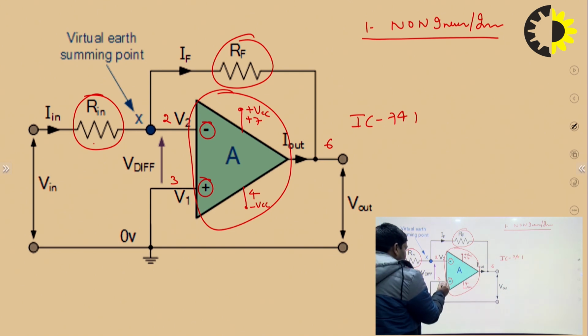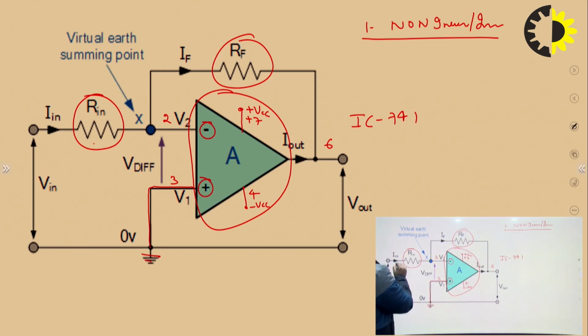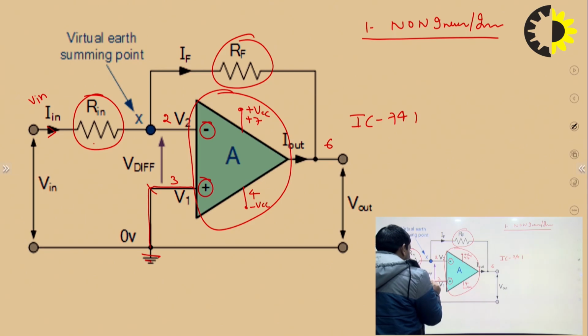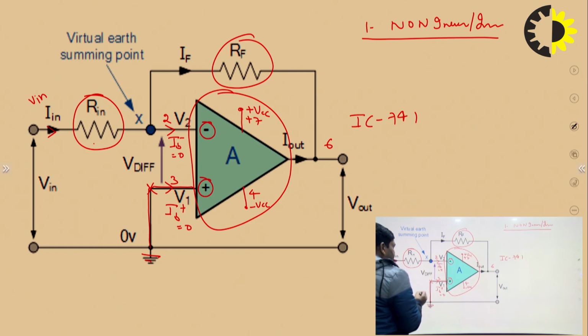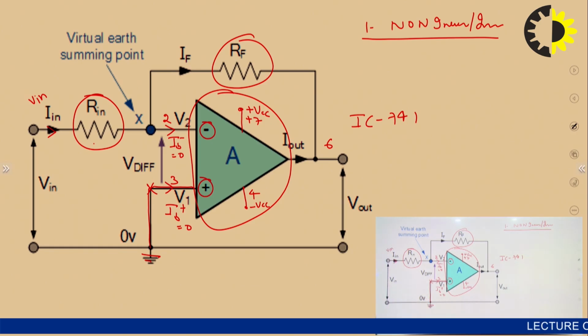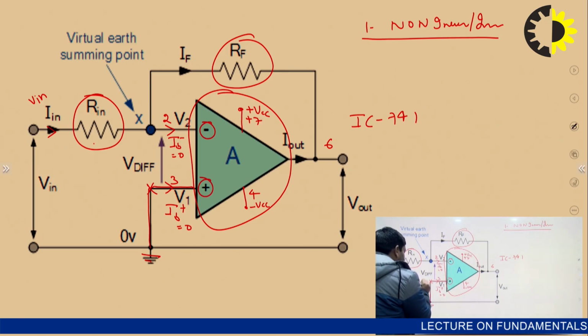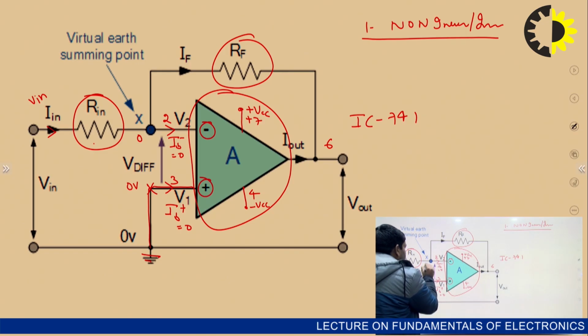The non-inverting terminal is connected to the ground of the supply, and we apply the input voltage V in at the inverting side. Due to the virtual ground condition, the op-amp should be ideal, so the bias current should be 0. I bias minus is equal to 0, I bias plus is equal to 0. So this potential is equal to this potential, the potential is the same. That means this voltage is 0 volt and this is also 0 volt.